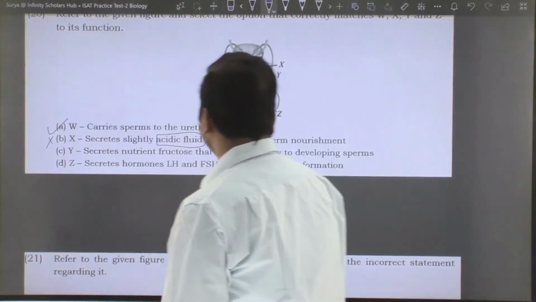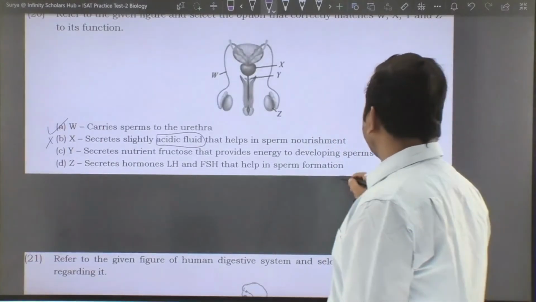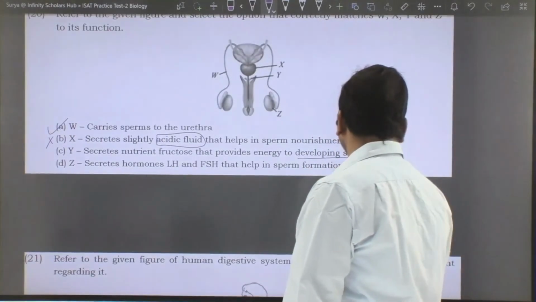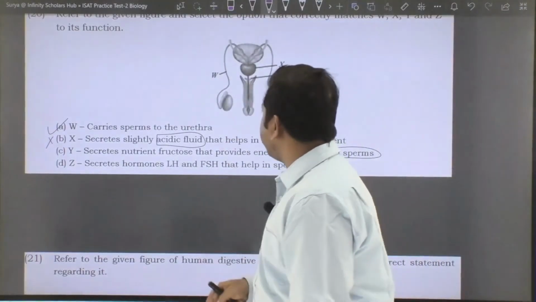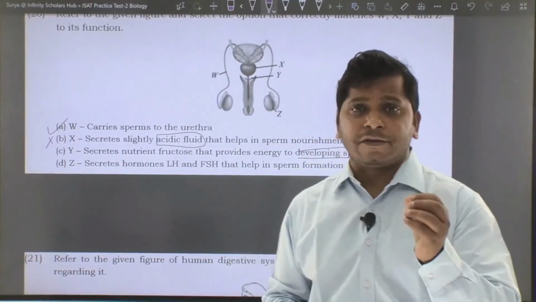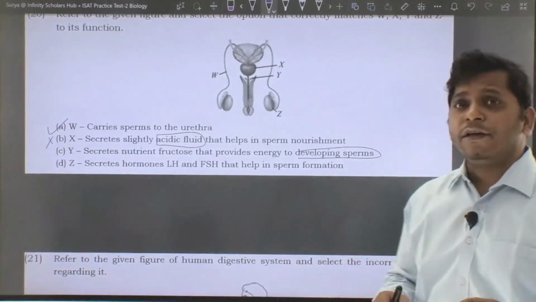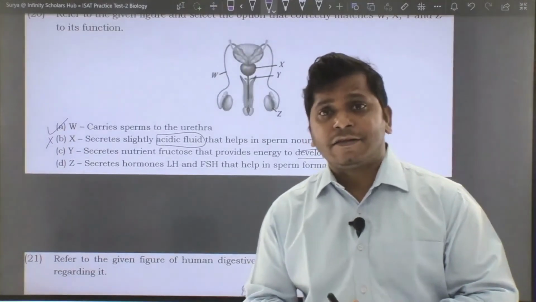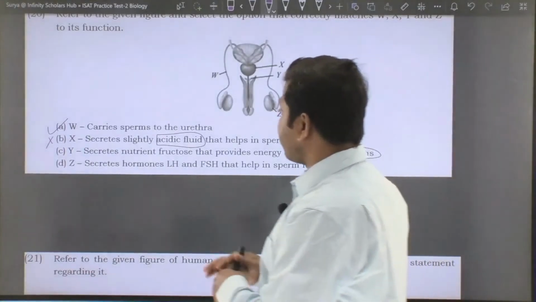Y secretes nutrient fructose that provides energy to developing sperm. Okay, so this is not correct, because Y is the bulbourethral gland. It accounts for a very low amount of secretion, and its major function is that it acts as a lubricant. It doesn't actually secrete fructose. So this option is incorrect.